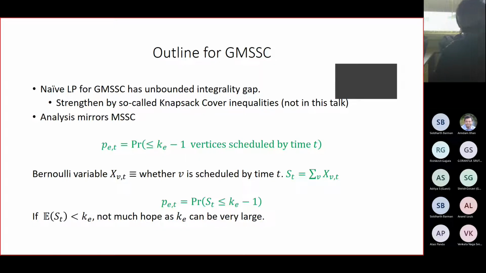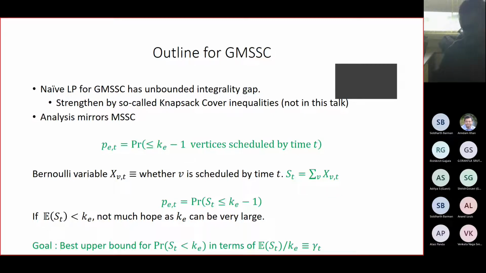So now let's see how this looks. Let's look at the expectation of this St. Fix the time t, and let's look at the expected number of vertices from the edge which have been scheduled so far. Now, if this expectation itself is less than the covering requirement, then there's not much hope, right? Because K can be very large. The probability that the real St which you sample will be at most K minus 1 will be pretty high. But you can hope if this expectation is at least K.